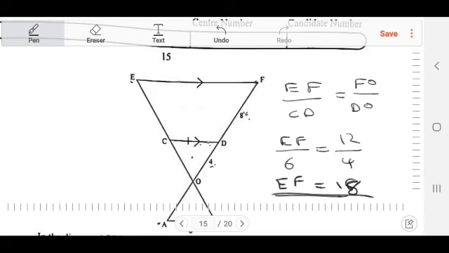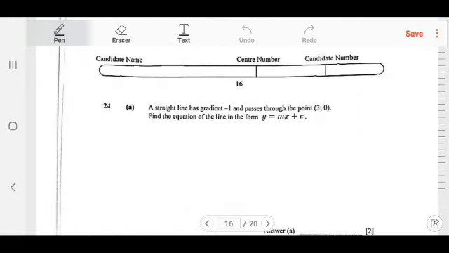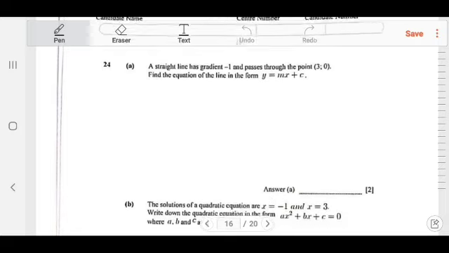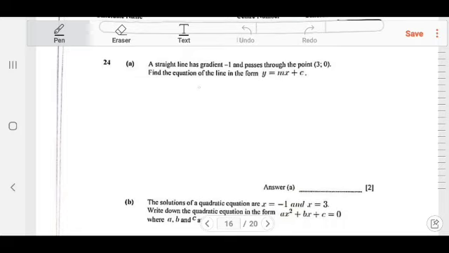Okay, so this is our value for EF. Number 24a: a straight line has gradient negative 1 and passes through the point (3, 0). Find the equation of the line in the form y equals mx plus c. The formula for gradient is (y1 minus y2) over (x1 minus x2), so we can use that to say negative 1 equals y, minus y2, which is 0, over x, then minus 3, which is our x2.